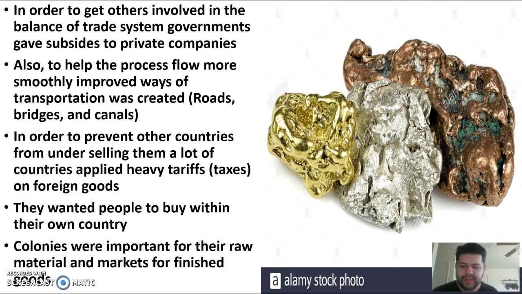Now, again, the colonies were important for their raw materials and the markets for finished goods. So if you look to the picture on your right, there's gold, silver, and bronze. Right, that's the stuff that they would dig out and basically send back, or they would melt it down. They had a refinery place there on the colony. Melt it down, make it into bars, coins, whatever, you know. So that was the goal of colonies.